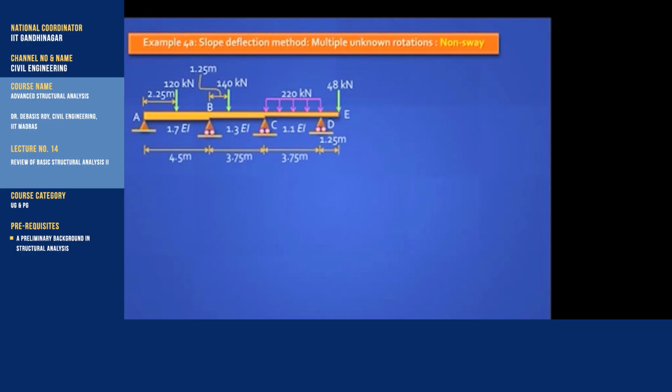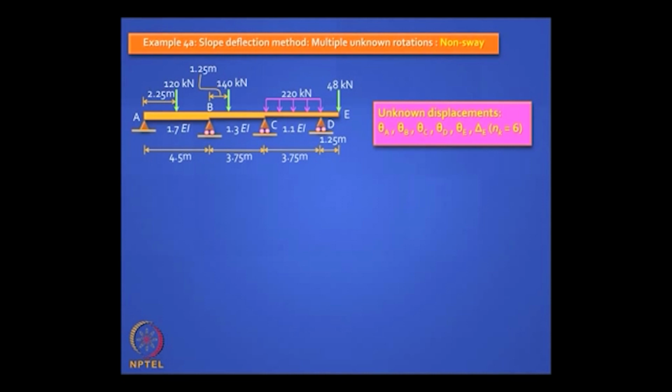This problem has been solved in other books where they have reduced it to 4, and that is a good thing to do, because you see that the overhang part is statically determinate, you can throw it off. Theta A, theta B, it is actually 5, right?